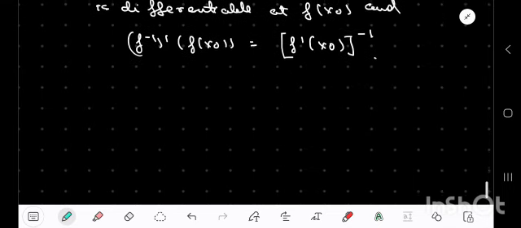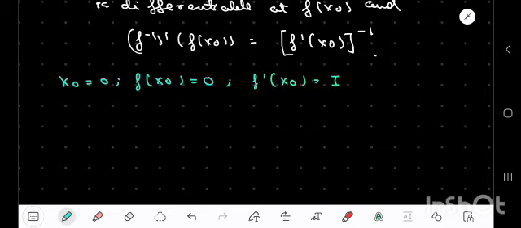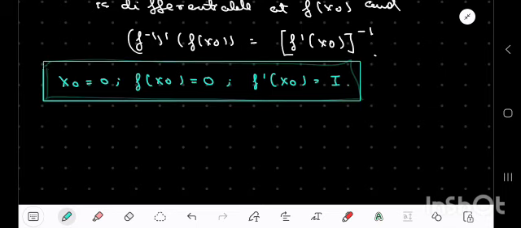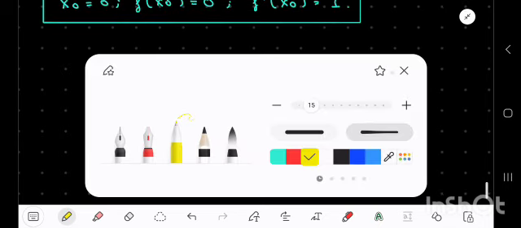Okay, and in the previous lecture we had seen that we can prove this with some additional assumptions, that we can prove this by simply choosing x naught to be 0, f at x naught to be 0, that is f at 0 to be 0, and that the derivative at x naught to be simply the identity. These were the reductions which we had made in the previous lecture, and we had also shown that proving the inverse function theorem having these in hand will suffice, right. So now we continue the proof.